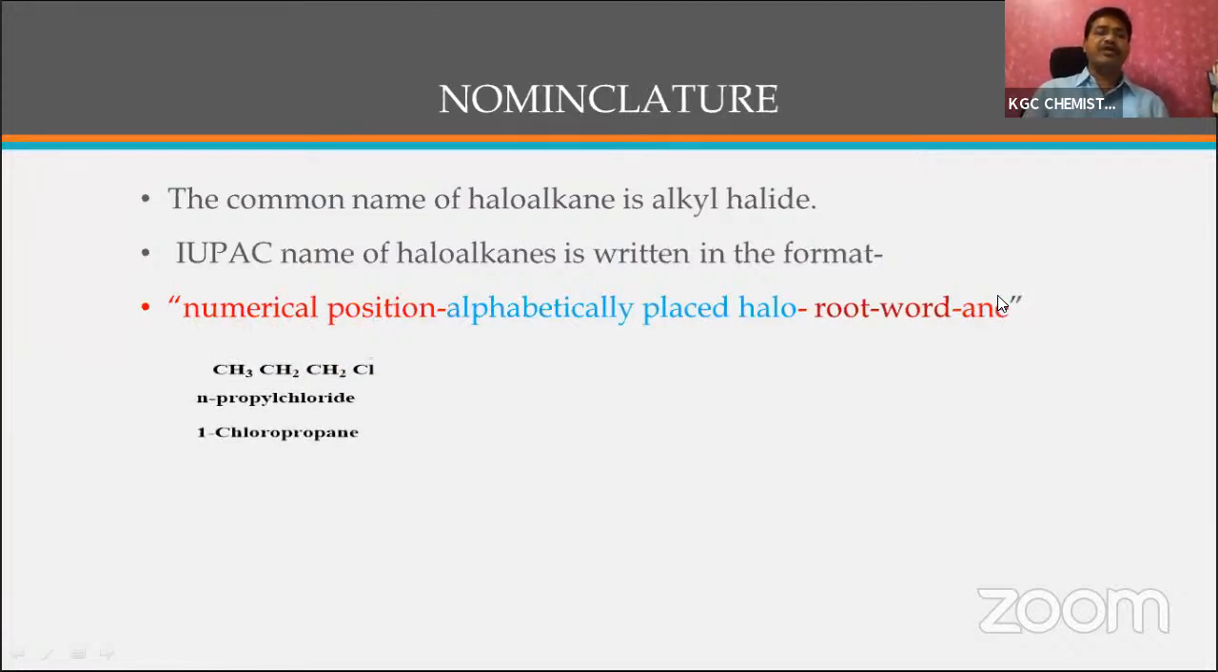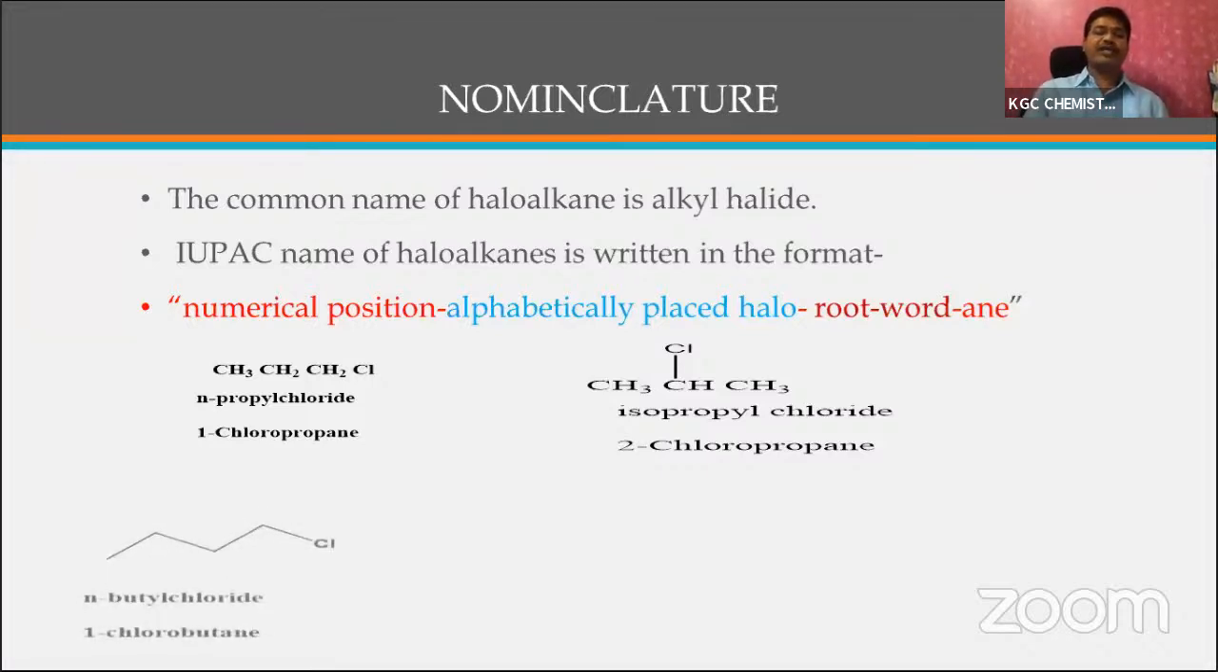For example, n-propyl chloride is the common name. Then the position of the chlorine is the first carbon, that's why we call it 1-chloropropane. Of course, all these things you know, but just for a few minutes we will recollect our previous knowledge. And this is at the second position, that's why we call it 2-chloropropane. And also the common name is isopropyl chloride.